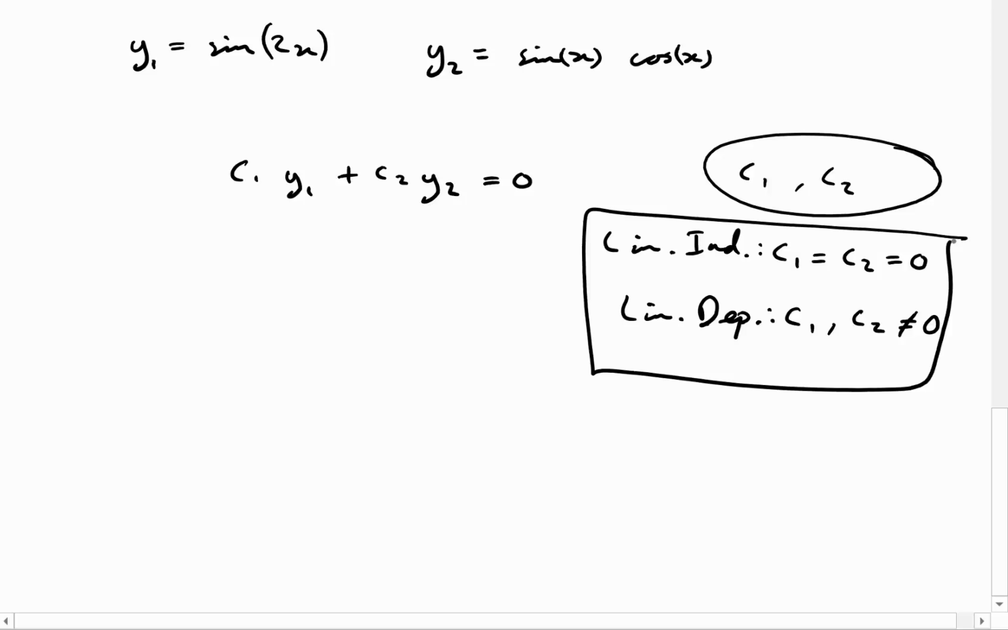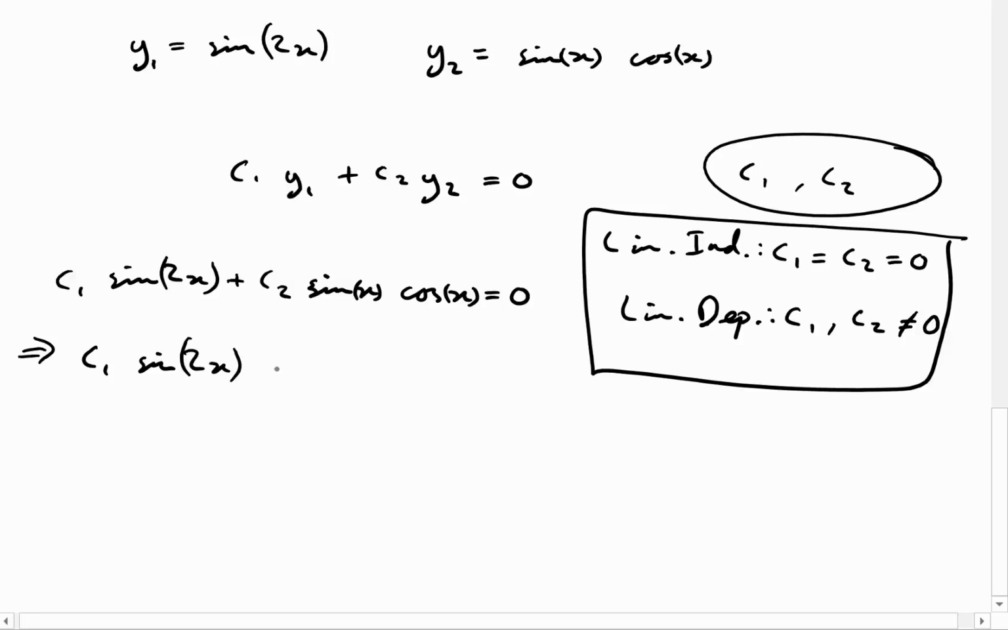So okay, let's just sub it in. We end up with c1y1, so c1 lots of sine 2x, plus c2y2, so c2 lots of sine x cos x, equals 0. Well, let's try and rearrange this for a minute. So c1 sine 2x is equal to minus c2 sine x cos x.